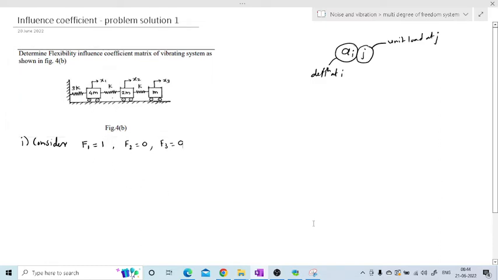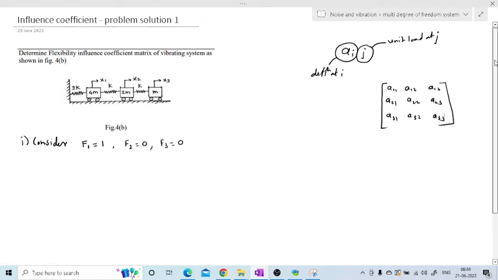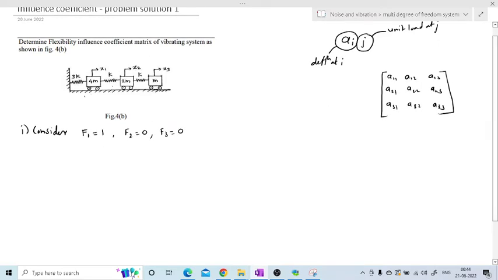Now they have asked to find the flexibility influence coefficient. So that influence coefficient matrix will be A11, A12, A13, then A21, A22, A23, A31, A32 and A33. So this is the influence coefficient matrix. Now after considering unit load at any one mass, then draw the FBD.